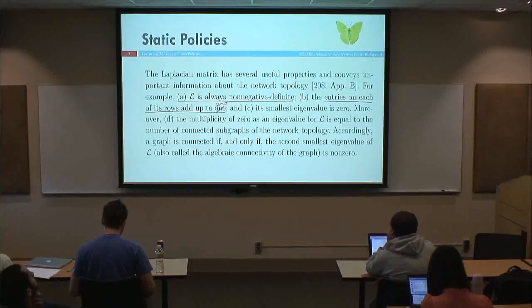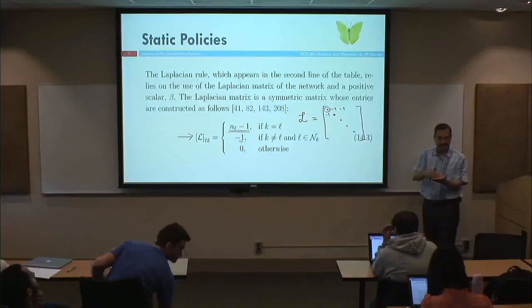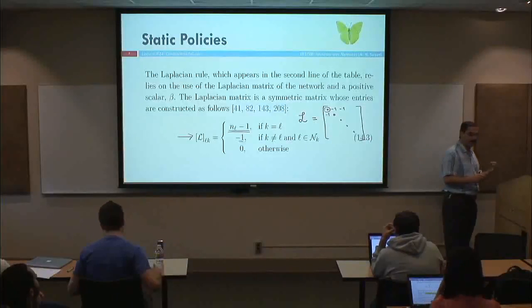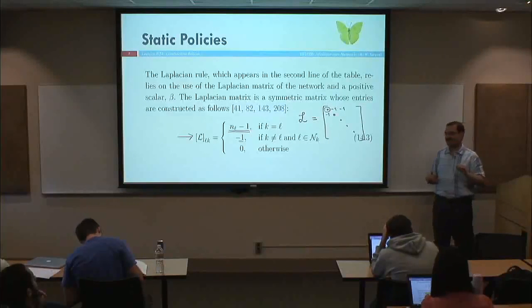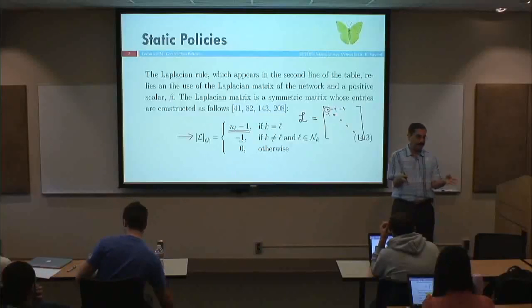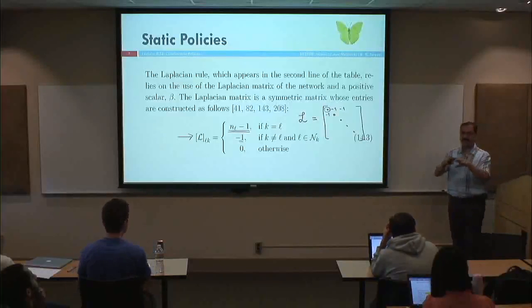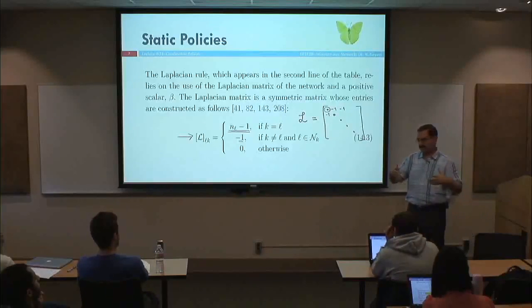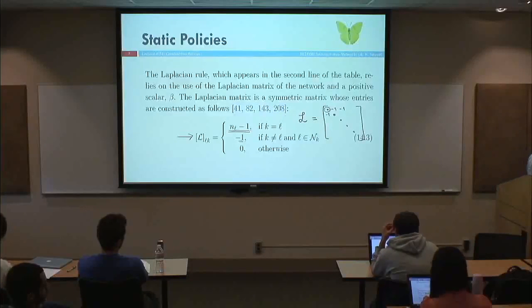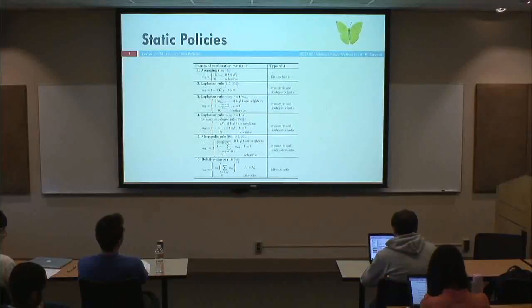And then the smallest eigenvalue of this matrix, right? Its eigenvalues are non-negative. The smallest eigenvalue is 0, and how many times that eigenvalue is repeated tells you how many disconnected subnetworks you have. So if the smallest eigenvalue has multiplicity 1, then you know that the network is connected. This was one useful property of the Laplacian matrix. Very good. I only mentioned it here because it will appear in this table.